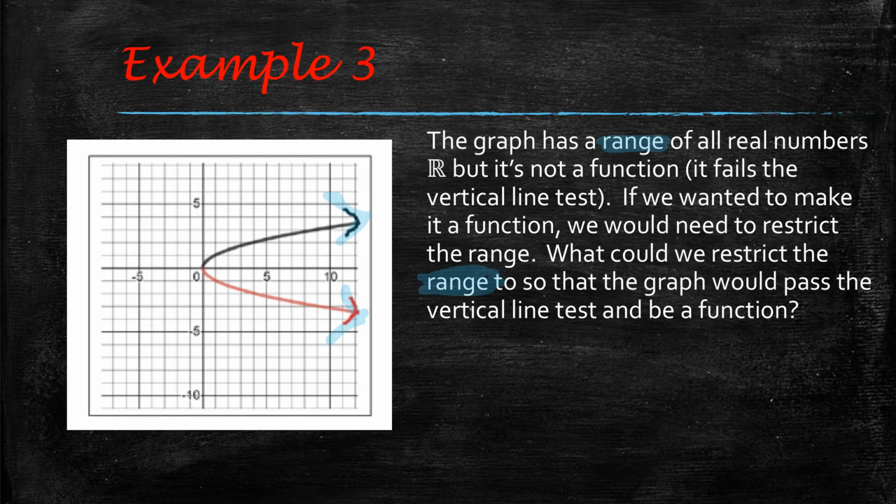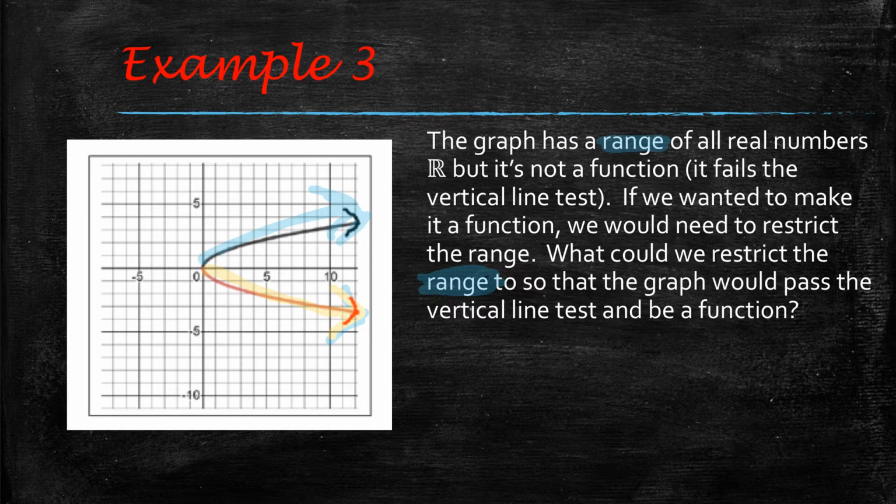We're restricting the range. Well, what that would look like is we would basically just want it to be either the top part of my graph or the bottom part of my graph. So it could be either one. It could be this part of the graph, or it could be the bottom part of the graph down here. So we can do either one.